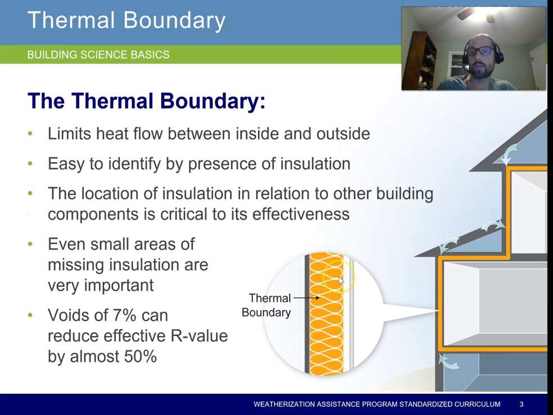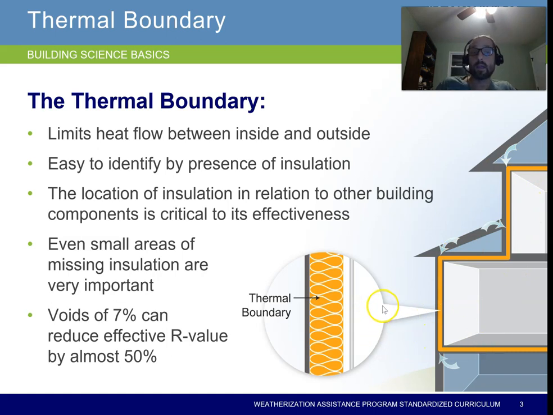So the thermal boundary just limits heat flow between inside and outside of the building. It's in the image here. Whenever you see this sort of squiggly thing in a wall, in case you don't know, it's the universal symbol for insulation. Okay, and so the insulation is your thermal boundary. Remember, the insulation prevents heat flow, not necessarily airflow. Sometimes it does both. But you can see in this image that in orange is your thermal boundary, and you want to have it continuous all the way around the building envelope.